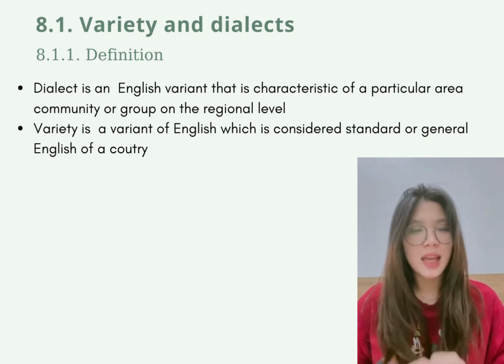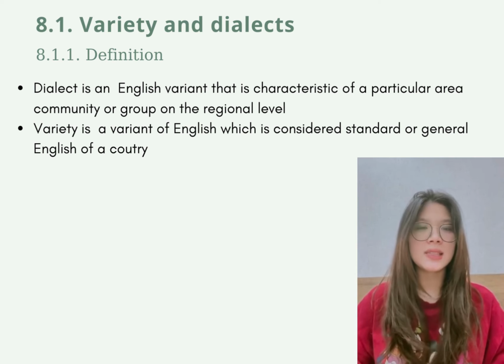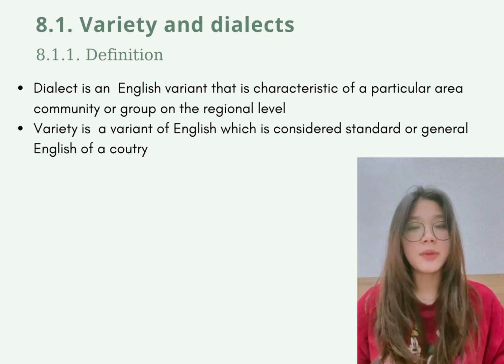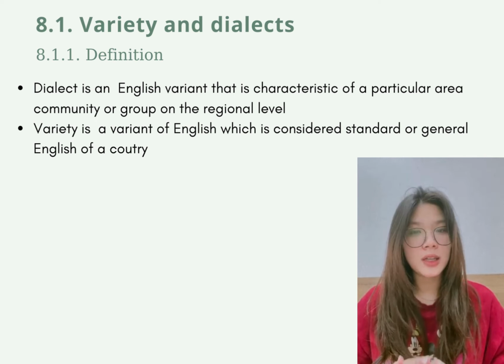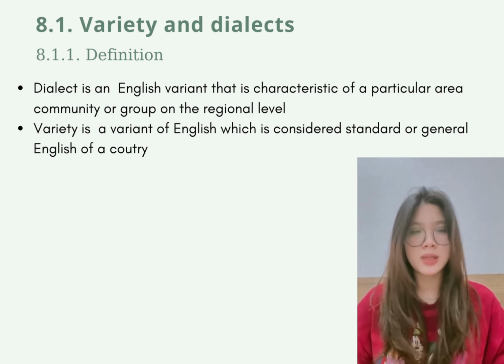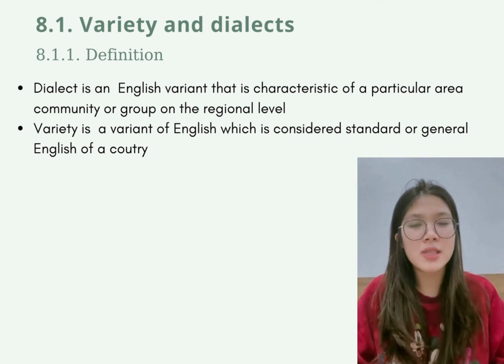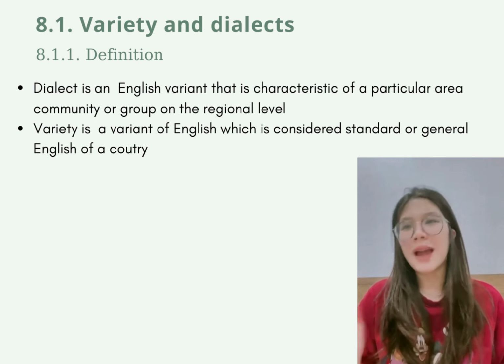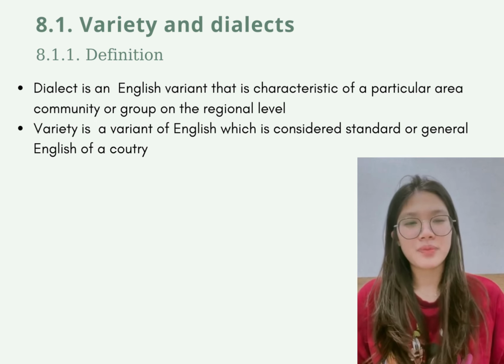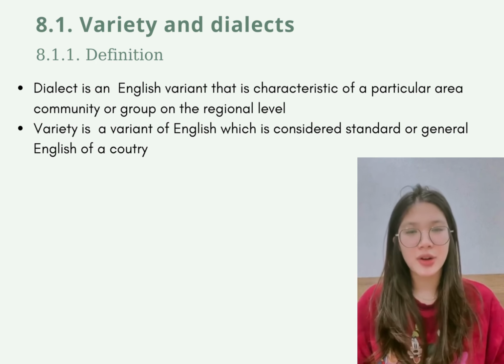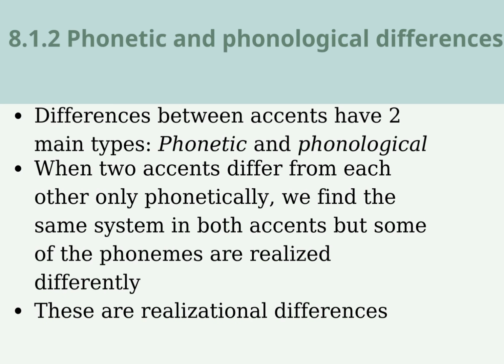A dialect is an English variant that is characteristic of a particular area, community, or group on the regional level, while a variety is a variance of English which is considered standard or general English.